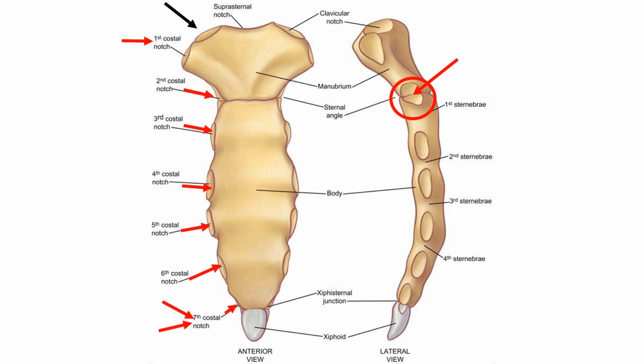All these are articulating with the sternum, and these ribs articulating with the manubrium and the sternum are called true ribs. Now, the last costal cartilage to articulate with the sternum is the seventh. Then the eighth, the ninth, and the 10th, they articulate not with the sternum, but with the costal cartilage of the 7th.